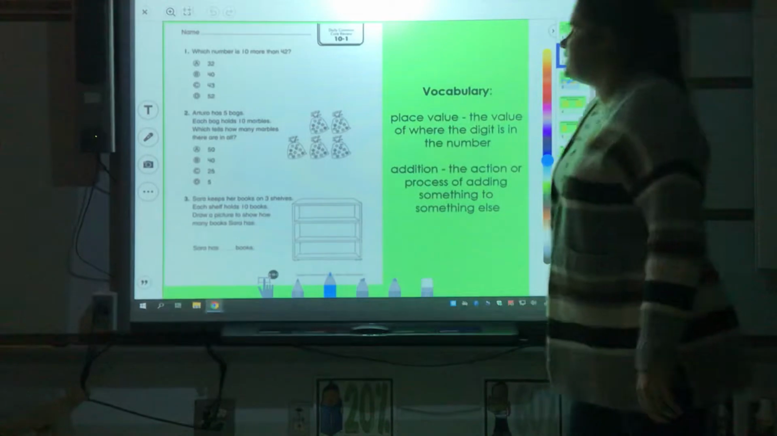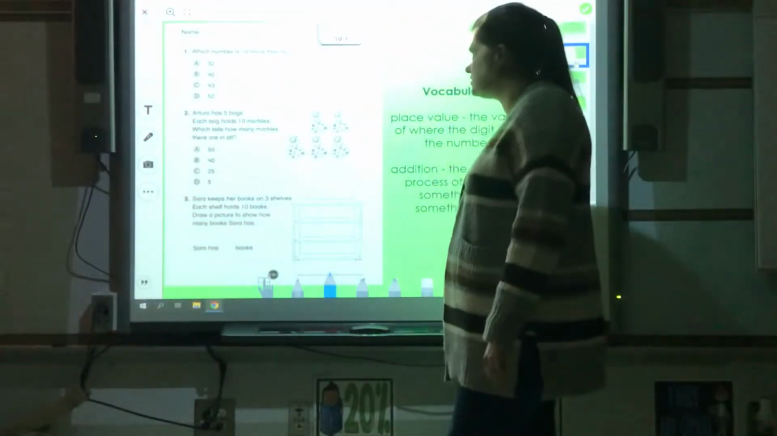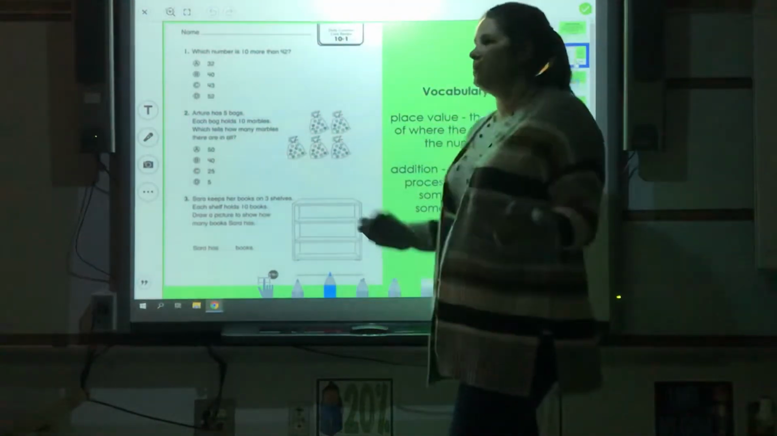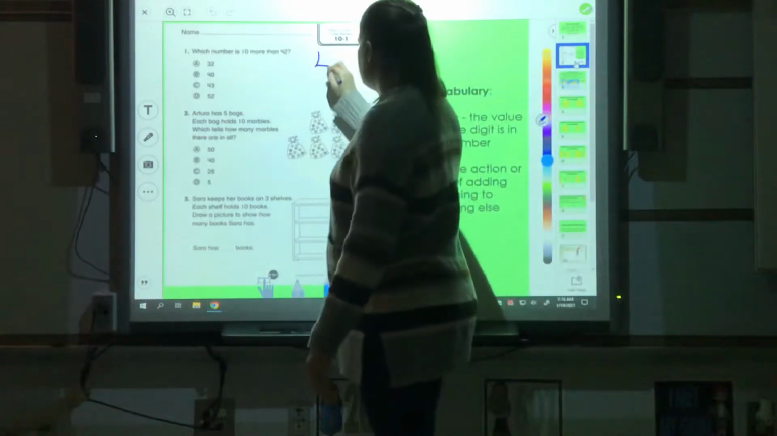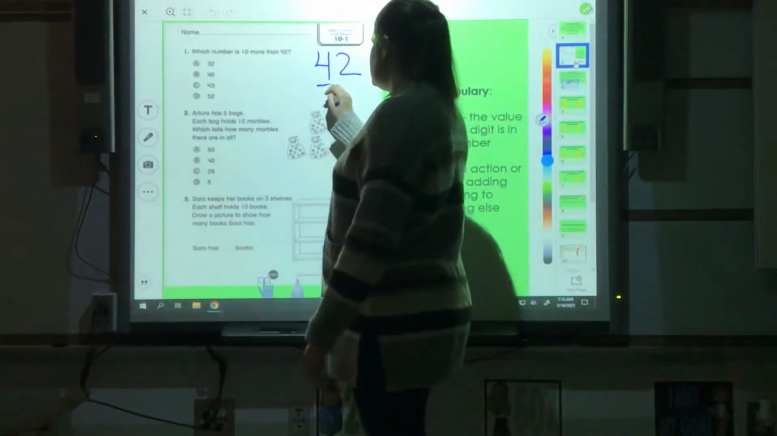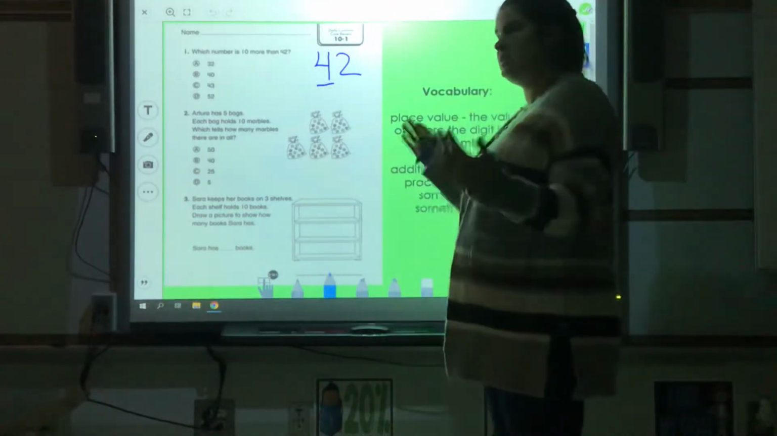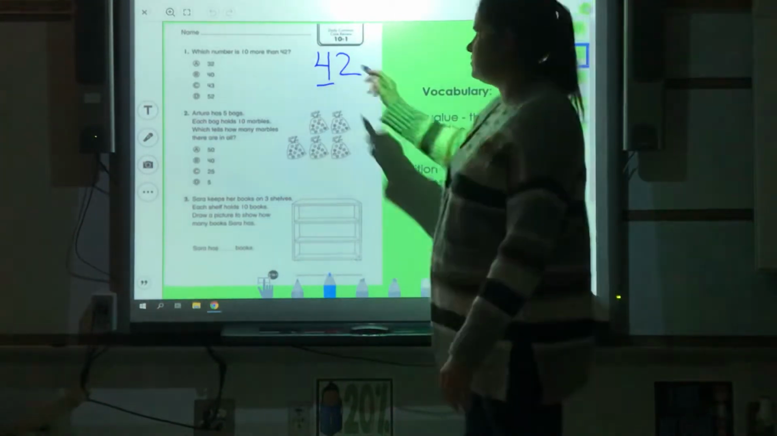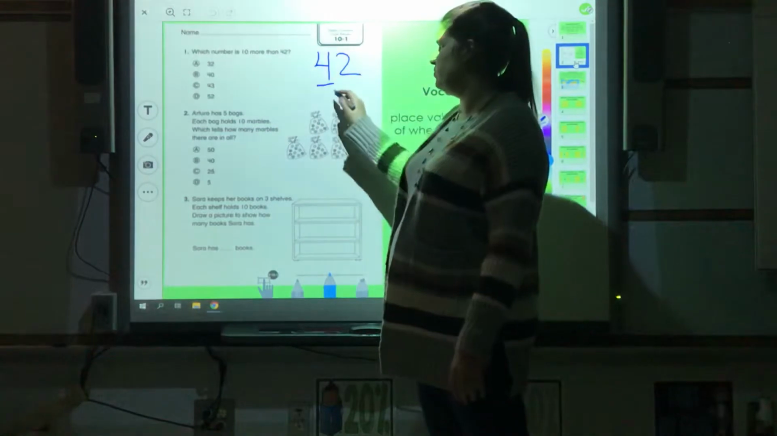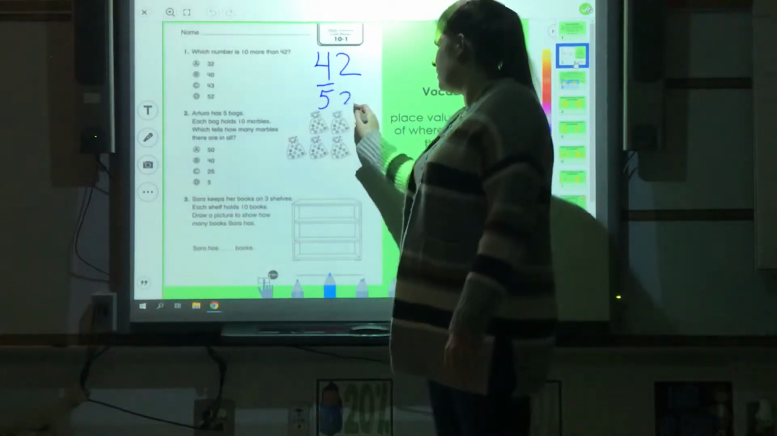So our daily review: which number is 10 more than 42? When I figure out what number is 10 more than 42, I just need to look at this number because that is my tens, and figure out what number is 10 more. So 10 more than 42 would be 52.